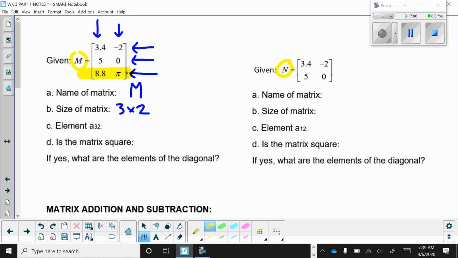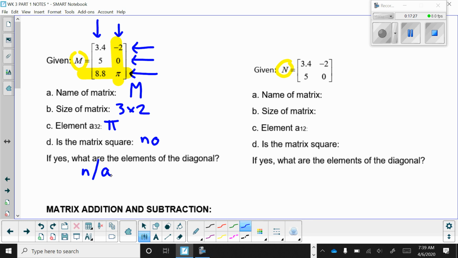And the second number, 2, is column 2. And what entry is it where they intersect? And it's pi. Is the matrix square? Absolutely not. If yes, what are the elements of the diagonal? Well, that's not applicable.